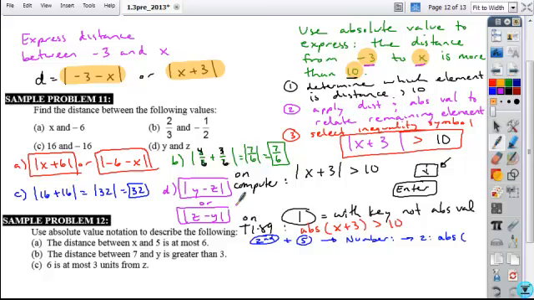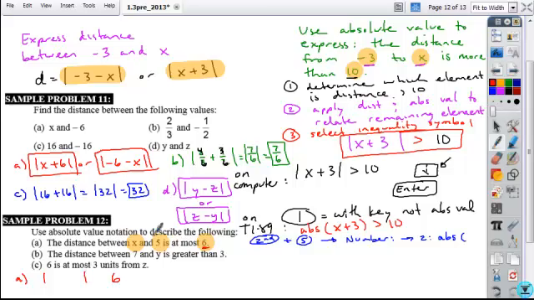All right, so this brings us then to this last set of problems, to describe this distance here. So in solving this, first one, the distance between x and 5 is at most 6. So you have these three elements, these three values. Okay, one of them is a distance, the other two are coordinates. Which one is our distance? The distance is 6, so I'm going to separate the distance, put the other two inside absolute values, and then relate them with an inequality.